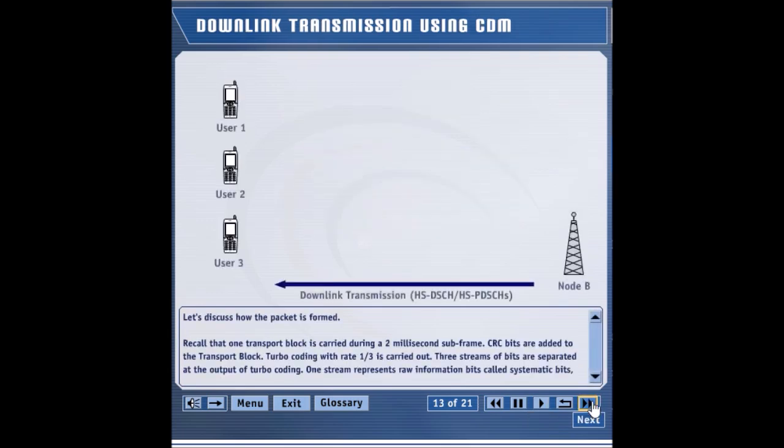Another way to share the high-speed channel among multiple users in a cell is to use CDM. Recall that more than one user can be served in a 2 millisecond interval in a CDM approach. Assume that 70% of the downlink power is available for the high-speed data transmission. Remember that one HSSCCH is associated with one HSDSCH.